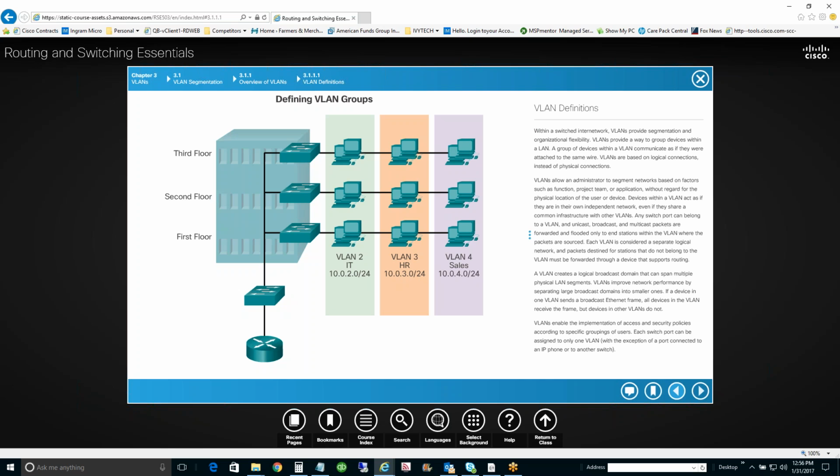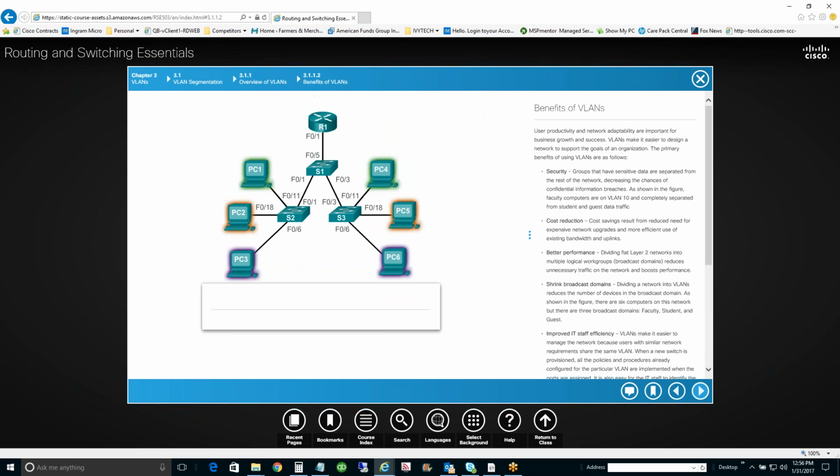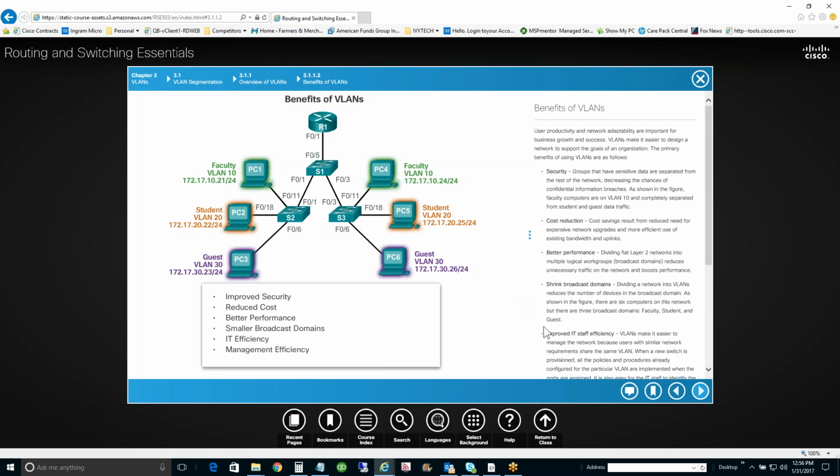It also improves security in that devices on one VLAN cannot see another VLAN through NetBIOS or other computer searching type protocols. It does improve performance in that it reduces your broadcast domains, so there's not as much traffic hitting all the clients. And as a result of all this, and through simplified IT management, as far as IT resources, it does reduce costs.